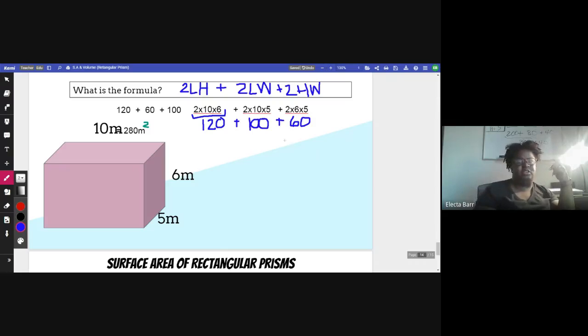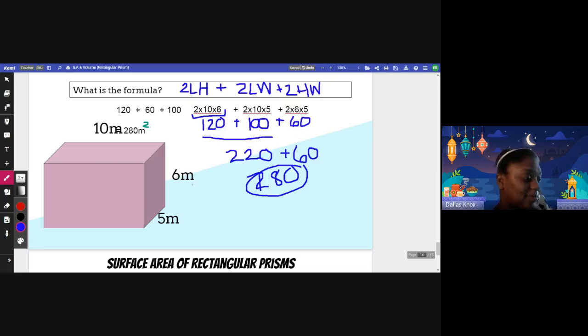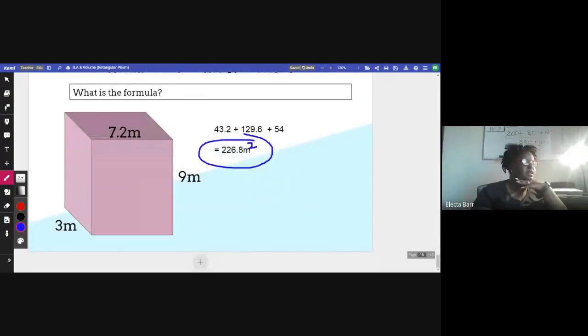Now when I add all those together, 120 plus 100 is 220, and 220 plus 60 gives me 280. I'm sorry, I keep saying 180. I must have added something wrong. No, it's fine. Thank you very much. Sometimes you have to go back and check your work.